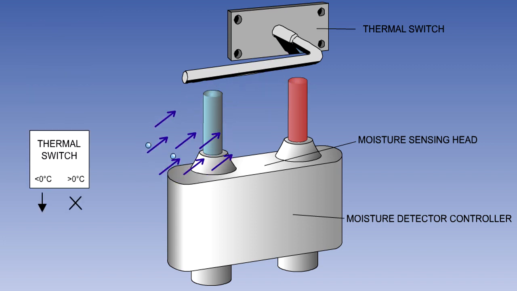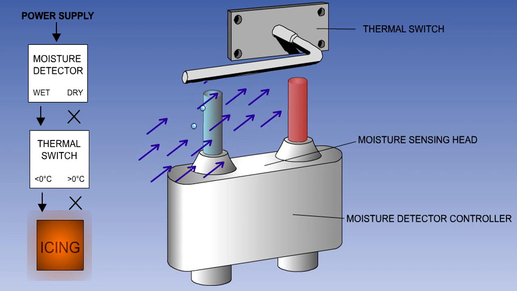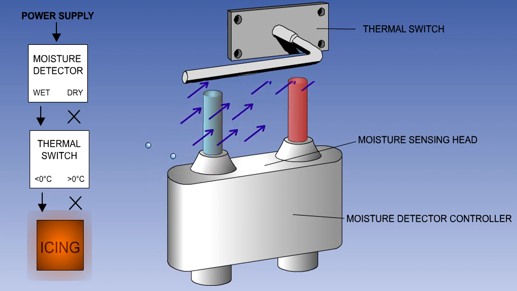The thermal switch is a contact operating thermometer which is housed in a bulb and is exposed to ambient temperature. With a temperature below freezing, the thermal switch will send an icing signal. If both the moisture detector controller and the thermal switch are sensing icing conditions, then an ice warning will be given, or the automatic anti-icing or de-icing cycles will be initiated.